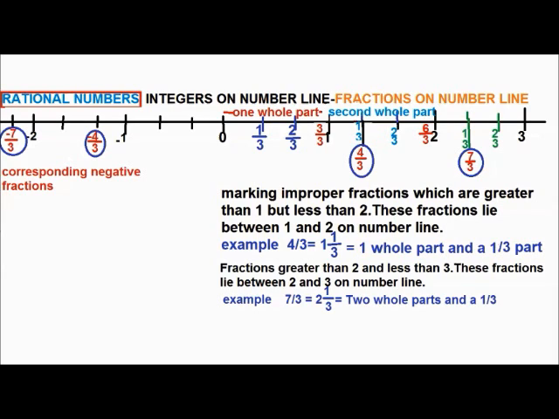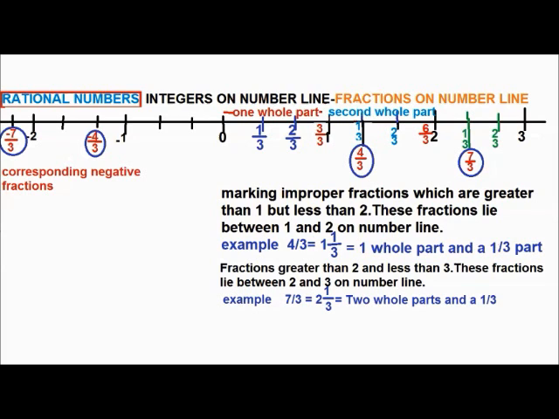Like that, 7 by 3 is greater than 2 and less than 3. So it lies between 2 and 3. So it will come like 1 by 3, 2 by 3, 3 by 3, 4 by 3, 5 by 3, 6 by 3, 7 by 3. So it is shown on the number line between 2 and 3 and also their corresponding negative fractions, minus 4 by 3, minus 7 by 3.